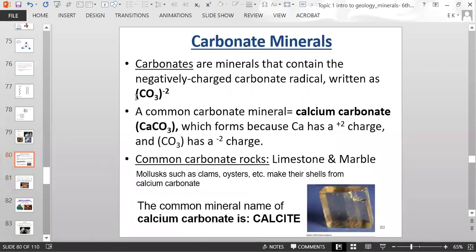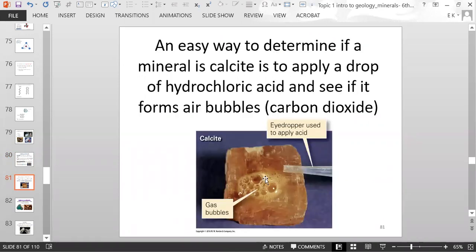So if you go back to the carbonate, CO3 is similar to CO2, which is carbon dioxide. So that's where the carbon dioxide is coming from. It's coming from that CO3.